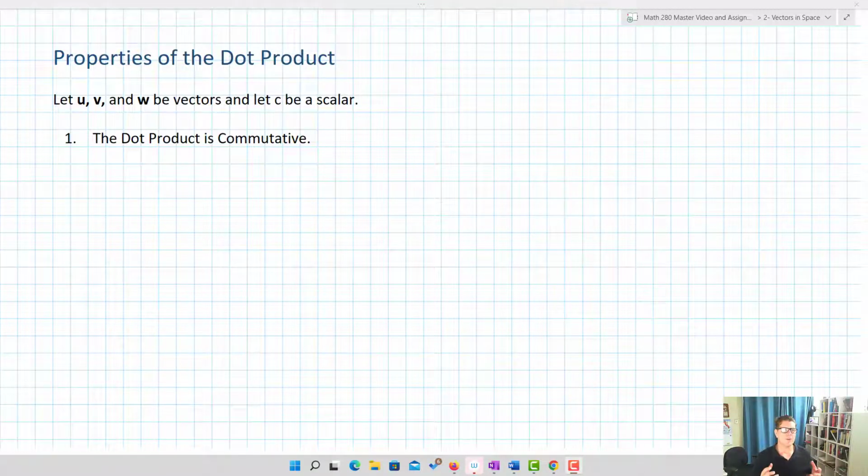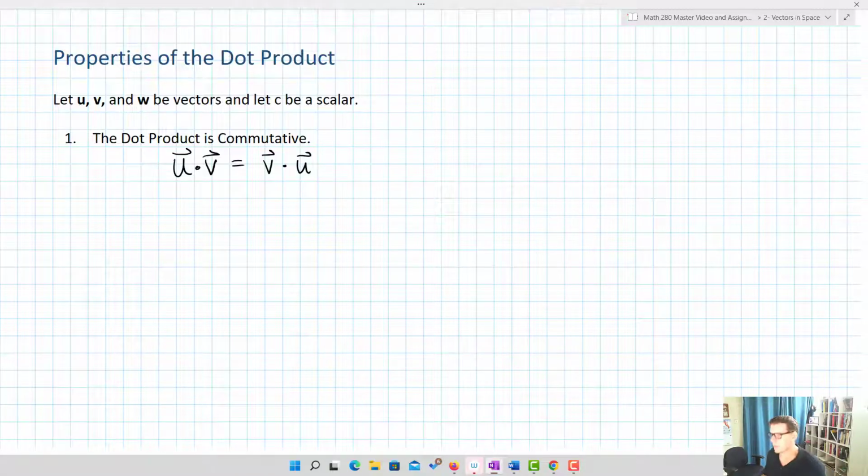So let's suppose that u, v, and w are vectors, and c is a scalar. Notice that my u, v, and w here are bolded, and that indicates that they are in fact vectors, if I am doing this utilizing typeset. First things first, the dot product is commutative. What that means is that u dot v is going to equal v dot u.